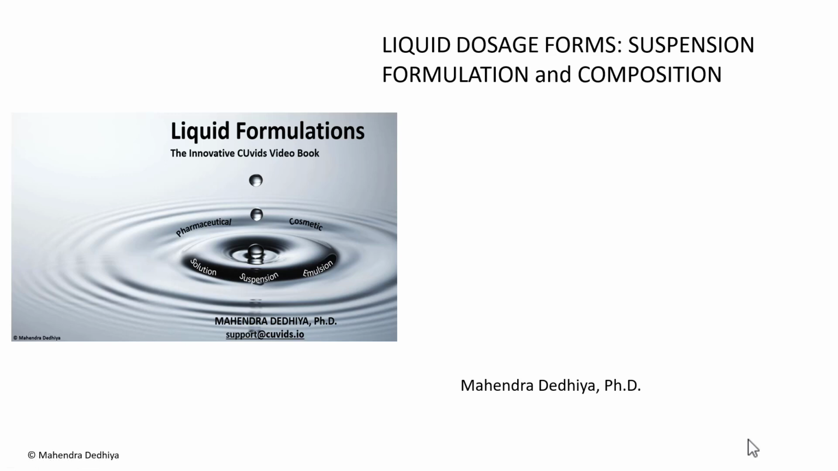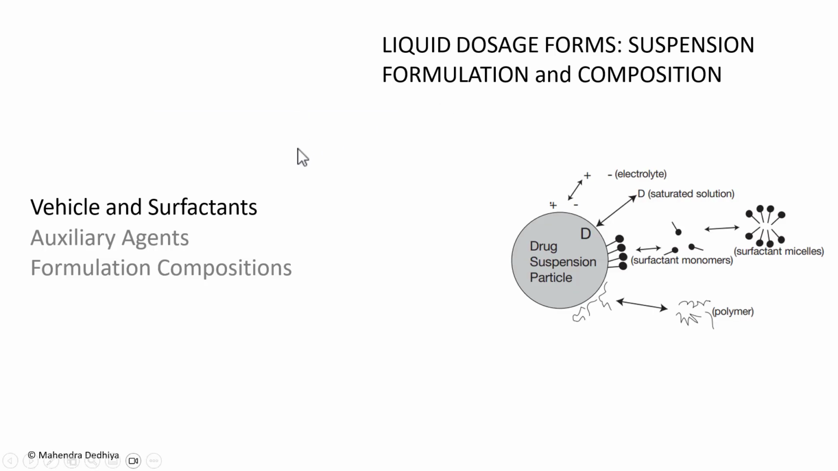In this portion of the book on liquid formulation, we continue to cover suspension formulation using an integrated approach. This is a follow-up to the earlier module 9 on pre-formulation, where laboratory results of solid properties were discussed. In this particular module, we will look at formulation and composition. The formulation and composition contains three related videos: a submodule on vehicle and surfactant, auxiliary agents, and formulation composition.